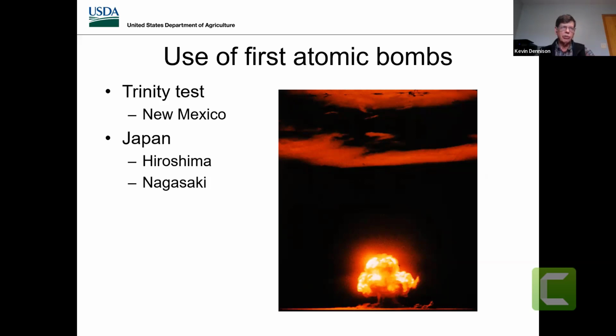The Trinity test was the first, in New Mexico. It's just towards the end of World War II, and then it was used in Hiroshima and Nagasaki. And then obviously there was a huge amount of above ground nuclear testing post World War II that was curtailed in the 60s.